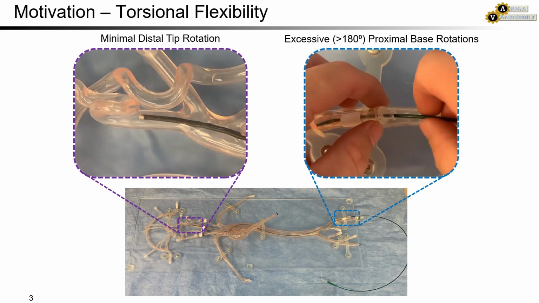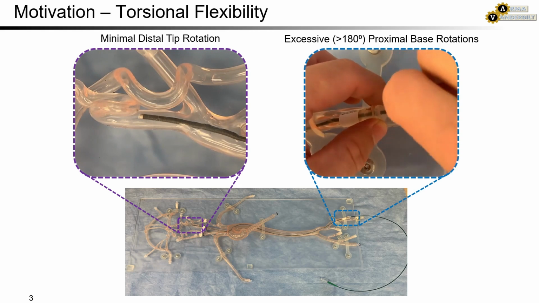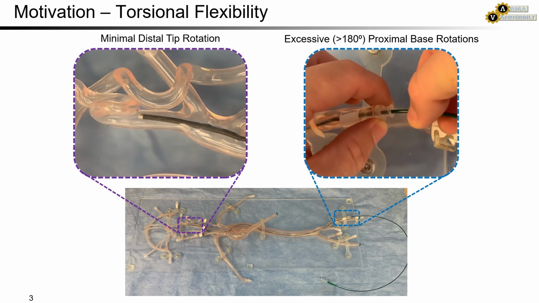This is especially relevant for the extremely long, slender catheters in the brain, which can experience significant torsional losses along their length. Existing works aiming to track catheters fall into sensor-based and image-based approaches.